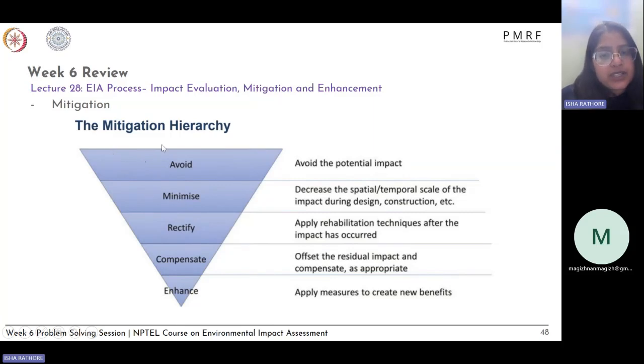The first step is to avoid any sort of negative impact which is happening. If you can't avoid, then you should minimize. If you are able to minimize, you can try to rectify it. If you are able to rectify it, aim for compensating it and then enhancing it further. So you go about in this hierarchy when you are designing mitigation measures.